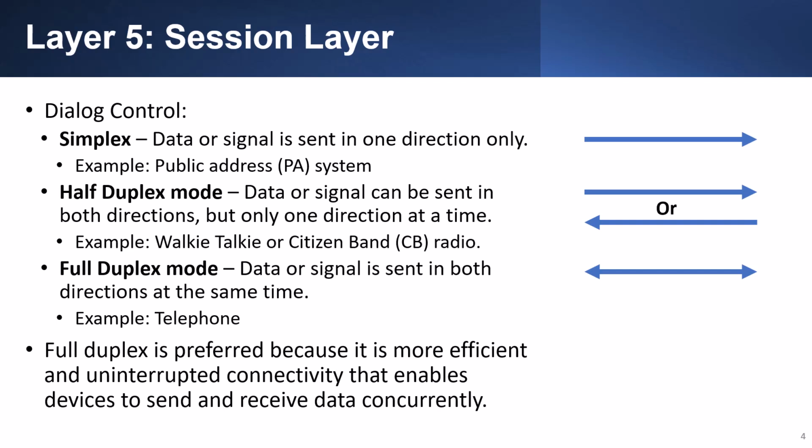Full duplex mode is when the data or signal is sent in both directions at the same time. Example, telephone. Full duplex is preferred because it's more efficient and provides uninterrupted connectivity that enables devices to send and receive data concurrently.